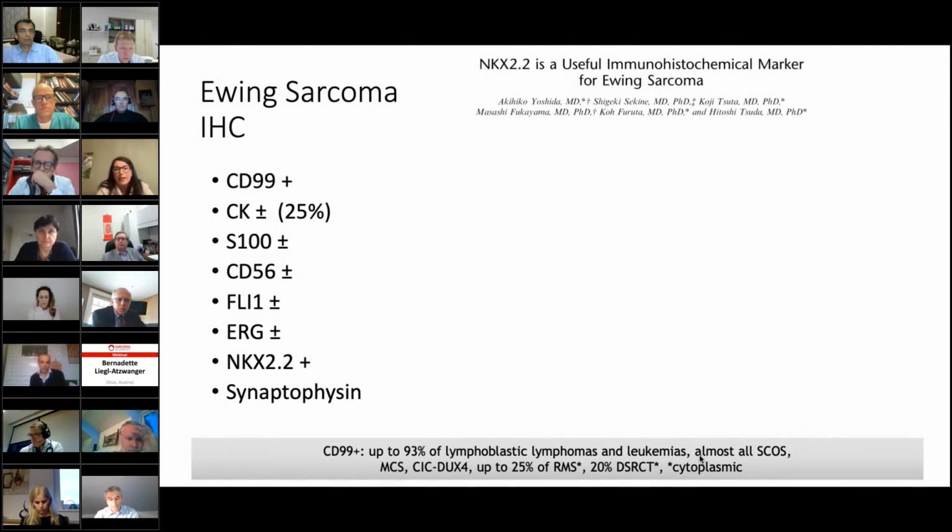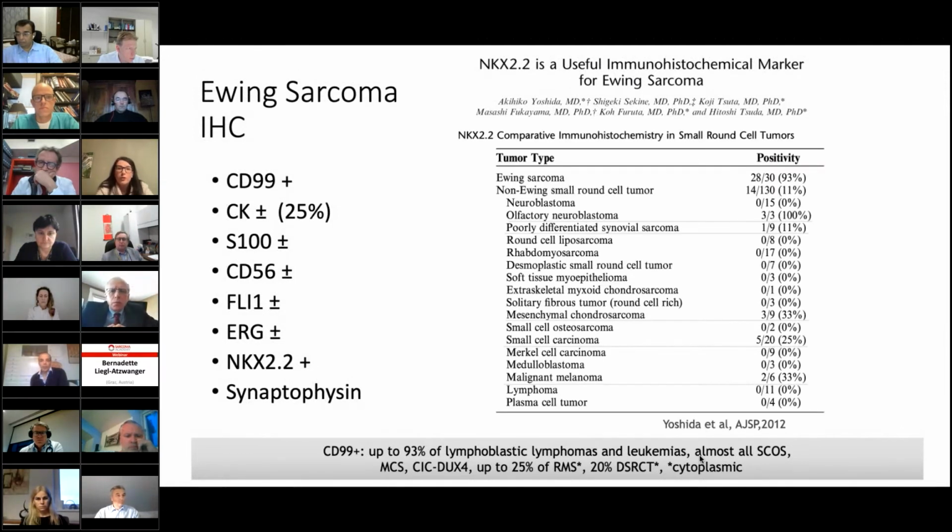We need a bundle of different immunohistochemical stains to rule out differential diagnosis. And we all know that in Ewing sarcoma, we can find expression of keratin, S100, and other stuff. We very much rely on CD99 and the new marker, NKX2.2. However, none of these markers is specific.